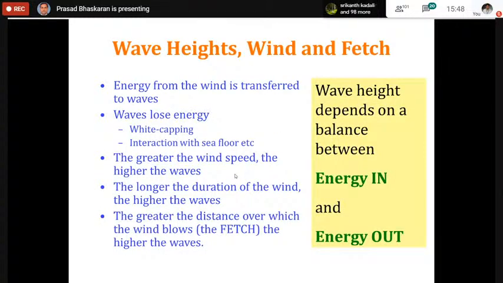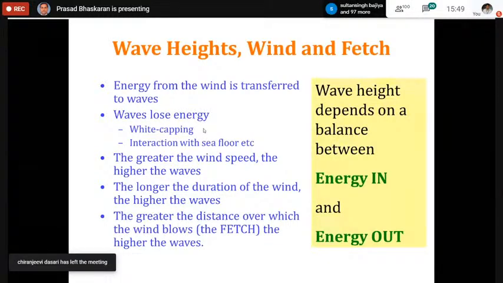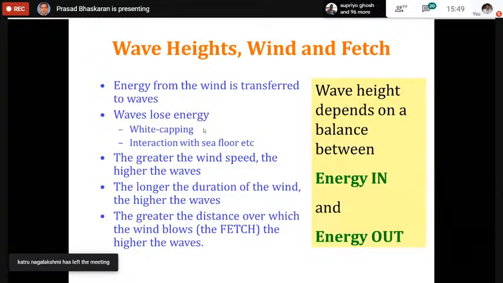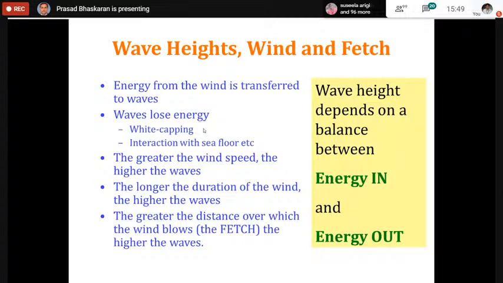Now, to understand the wave heights, wind and fetch. What is happening is the energy from the wind is transferred to the waves. The waves lose the energy due to whitecapping. The waves can interact with each other. The waves can break, and due to breaking, that is called dissipation, the energy can be lost. So there are some very, very important physical formulations that have to be taken into account.